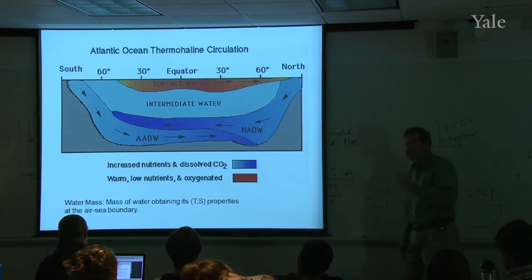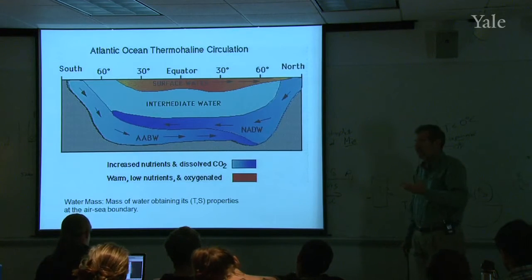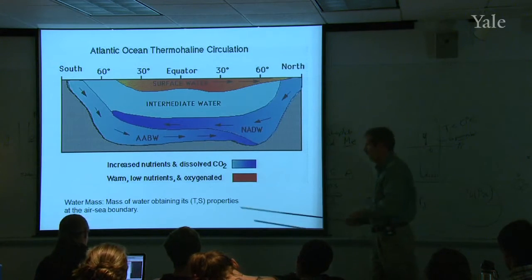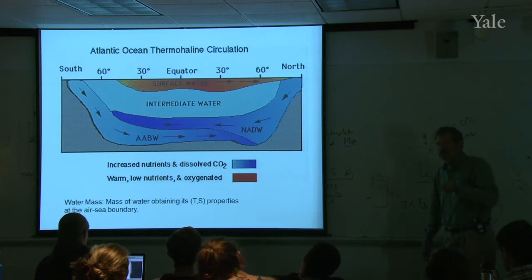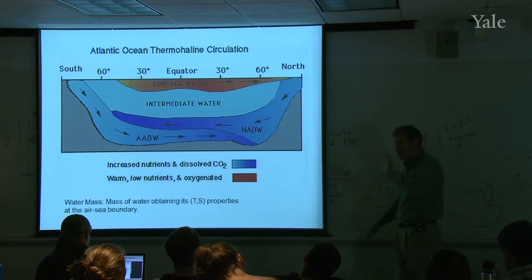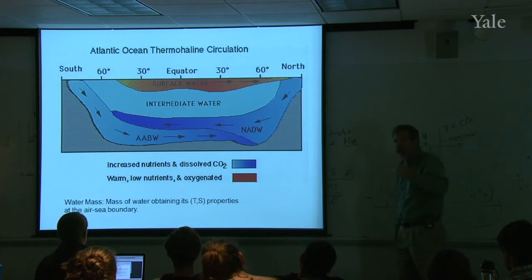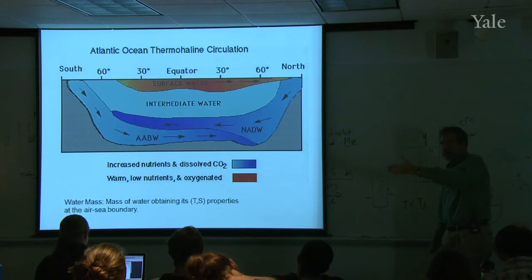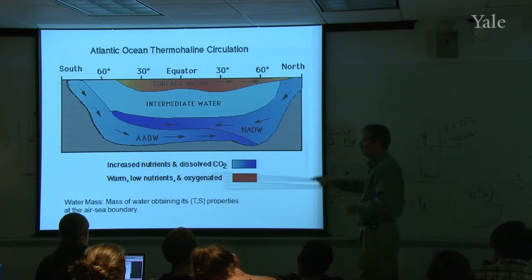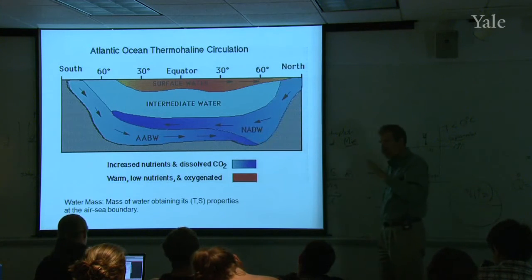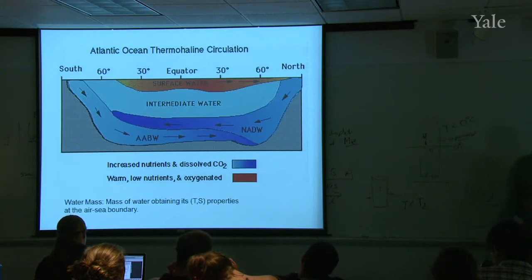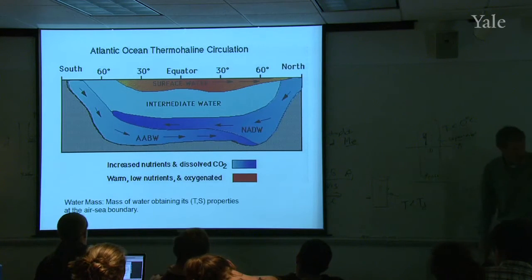So this is the concept of the water mass. In oceanography, we have this concept of the water mass. It's a mass of water obtaining its temperature-salinity properties at the air-sea boundary, and then sinking and moving slowly, and for years retaining that property until eventually it mixes in with its environment. And these motions are driven by these slow thermohaline-driven currents. Questions on this? So this is the concept of the water mass in oceanography.